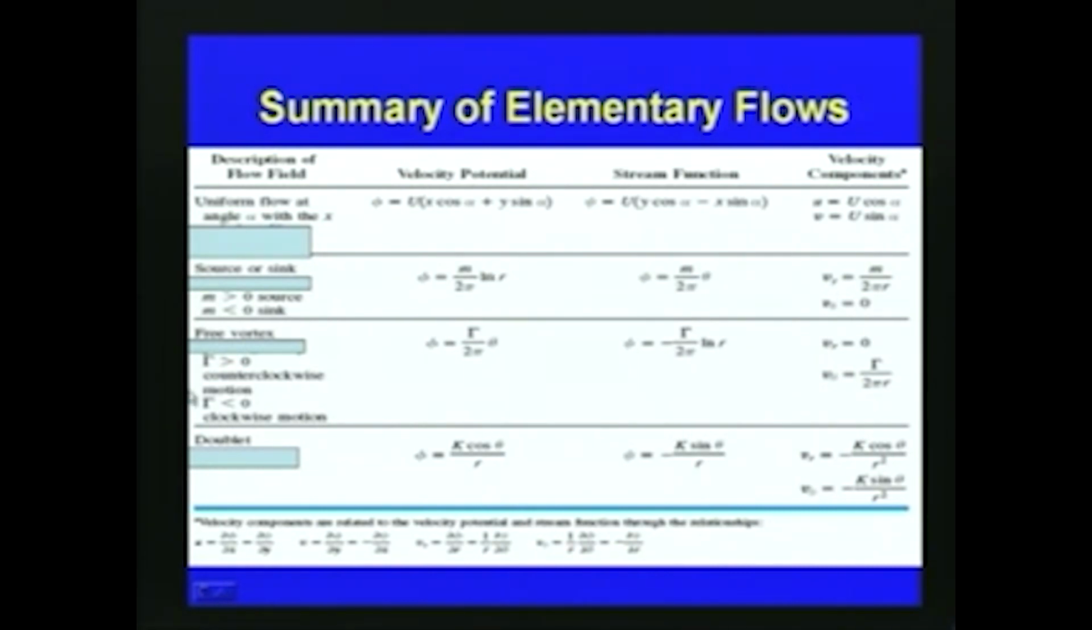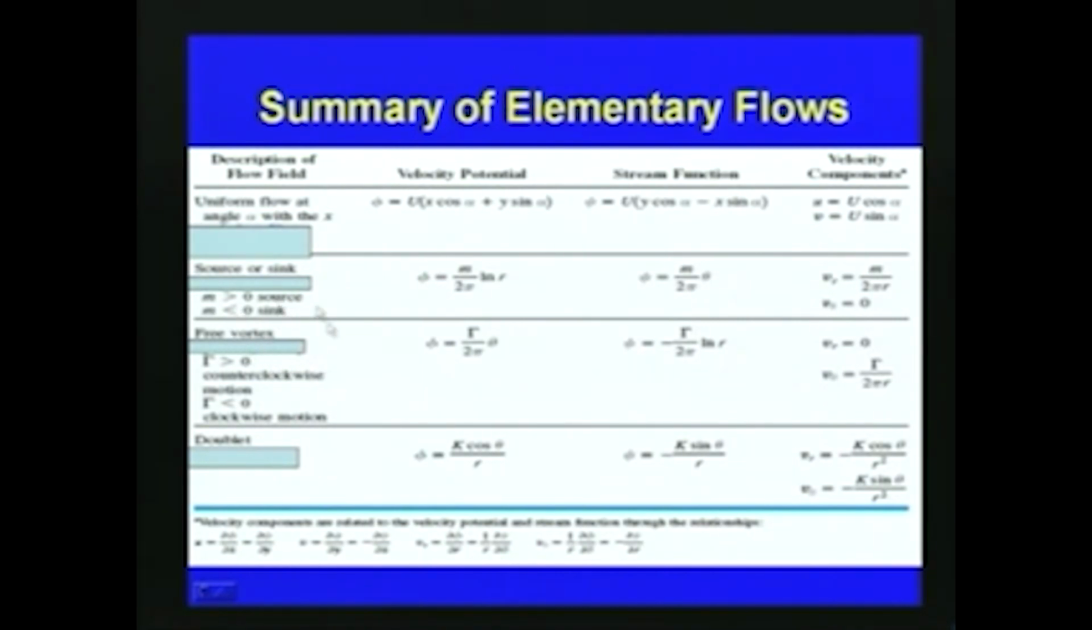Similarly, for source or sink we have defined the velocity potential phi equal to m by 2 pi natural log r, and psi equal to m by 2 pi theta, and Vr, the radial velocity, equal to m by 2 pi r, and V theta equal to 0. It is said to be a source when m is greater than 0, and when m is less than 0, we say it is a sink.